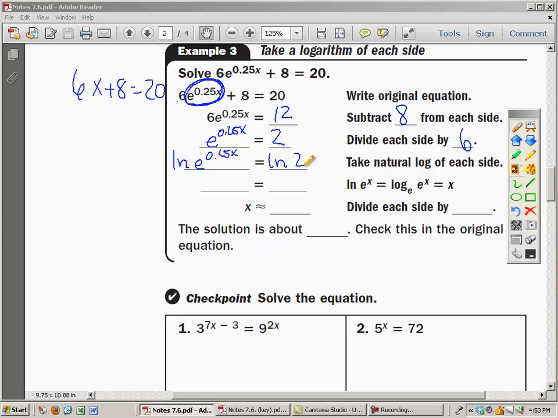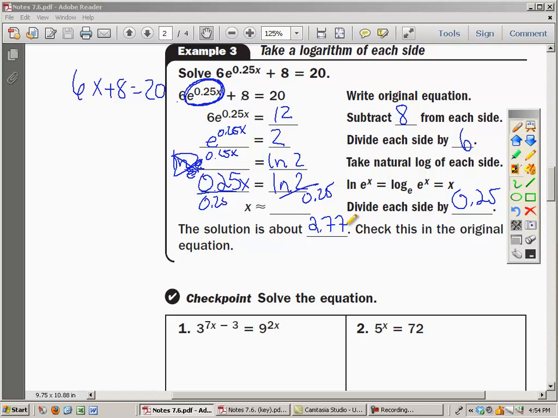Okay, by taking the natural log of each side, basically natural log base e of e, this all goes away, very similar to before. This becomes 0.25x is equal to the natural log of 2. All right? From there, if we want to solve for x, we're just going to divide both sides by 0.25. I didn't plug this in ahead of time, so I don't know what the natural log of 2 is, but if you take the natural log of 2 and then divide that result by 0.25, you get something in the neighborhood of 2.77.